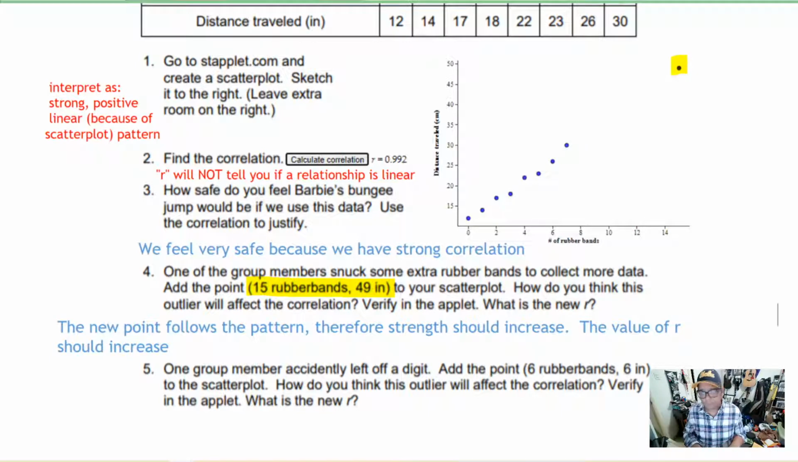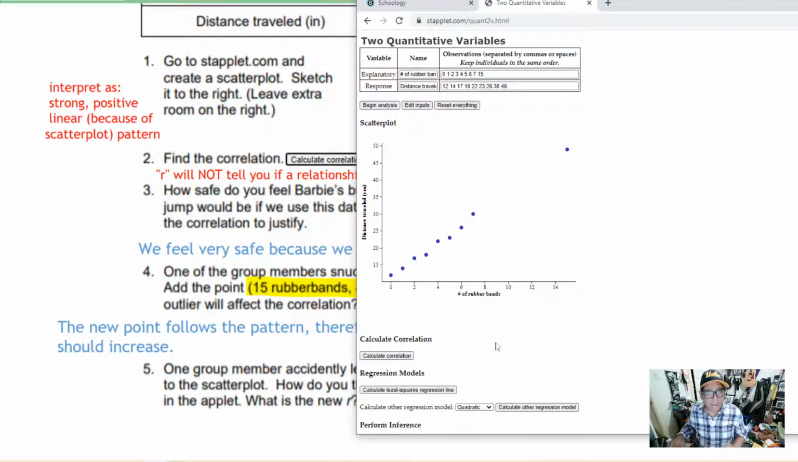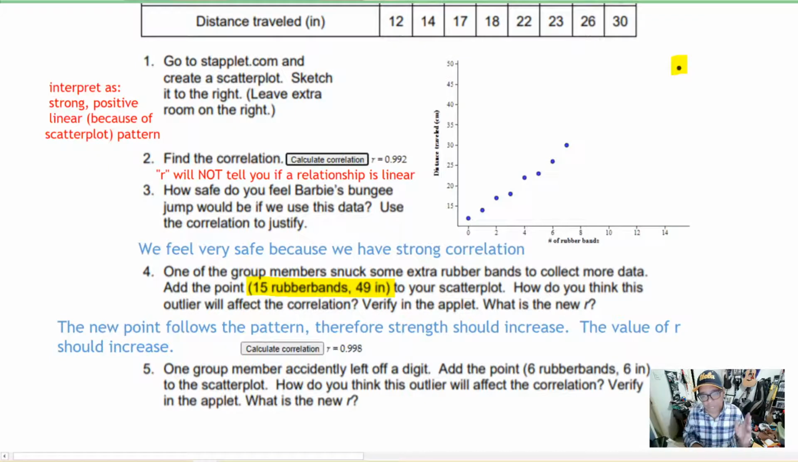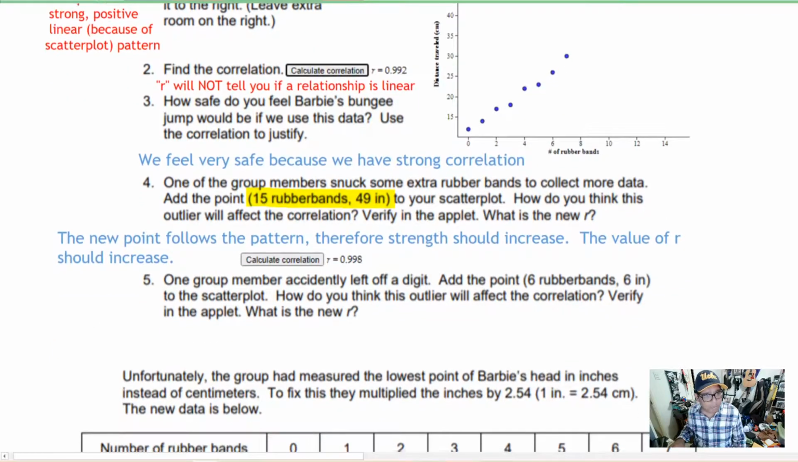Let's check. Here I've gone ahead and added that new point, and I'm going to check correlation, and look at that. Correlation is 0.998. So just like we thought, the value of r increased. Now it increased not that much. It didn't increase a large amount because our value of r was already pretty big, so there's not a whole lot to do to increase that.